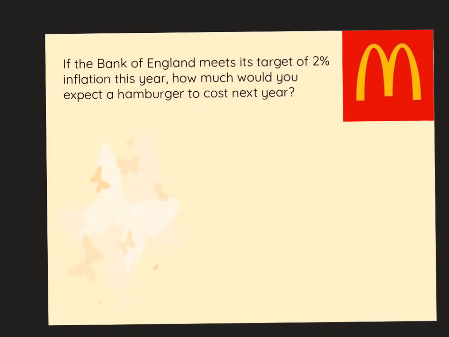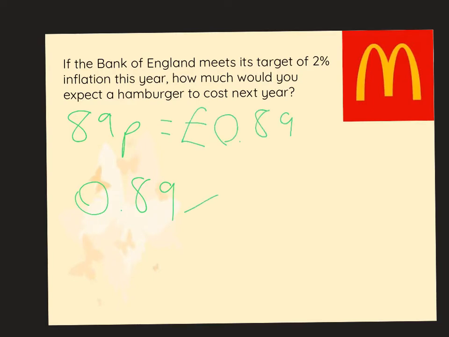Remember to pause and make notes where you need to. So if the Bank of England meets its target of 2% inflation this year, how much would you expect a hamburger to cost next year? So we said it costs 89 pence. So we're going to do 0.89 for the 89 pence. I'm just going to turn it into pounds. It makes it easier. And I'm going to multiply it by 1.02 because we're increasing by 2%.